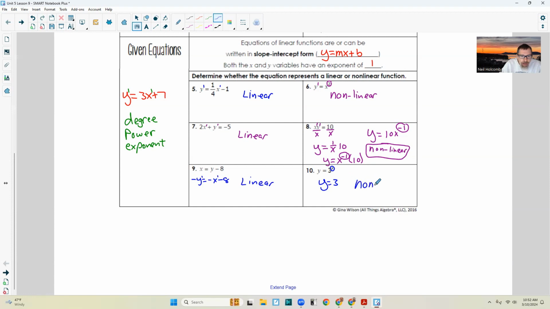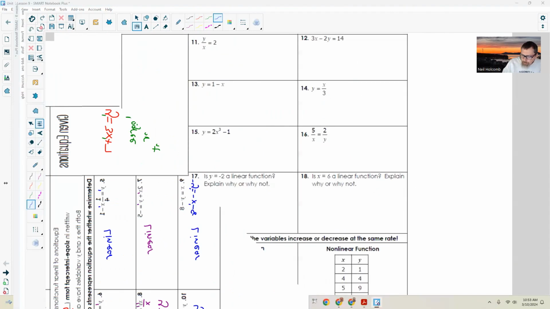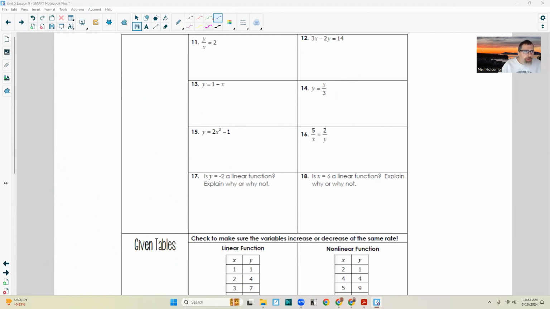So that is non-linear. Okay, that's actually an exponential function, it's called. Okay, so here, there we go. There's some examples of linear and nonlinear. Okay, let's continue on here.